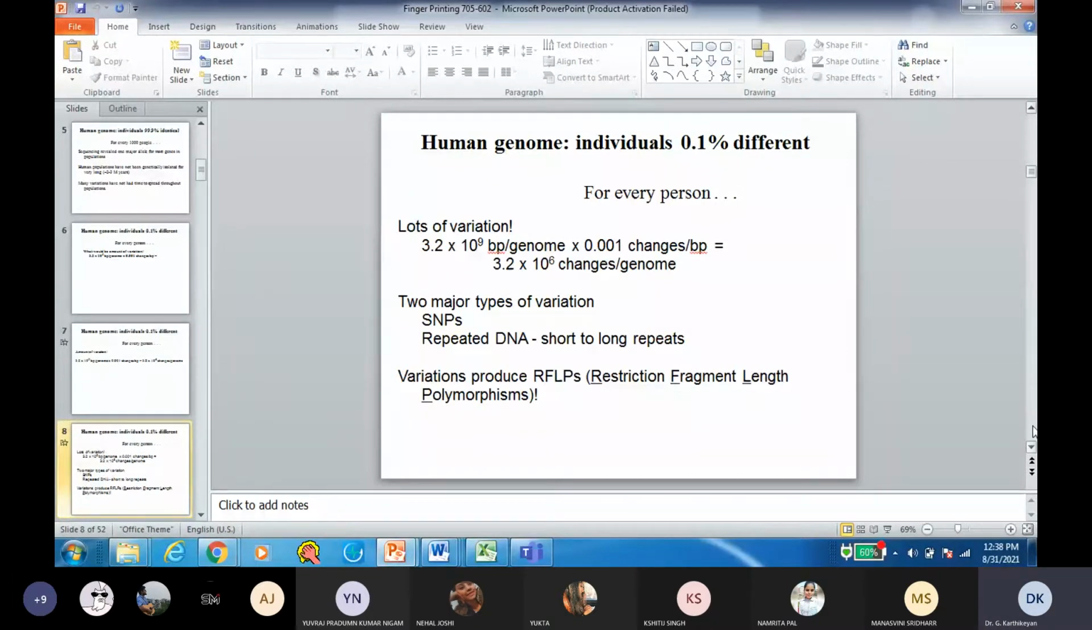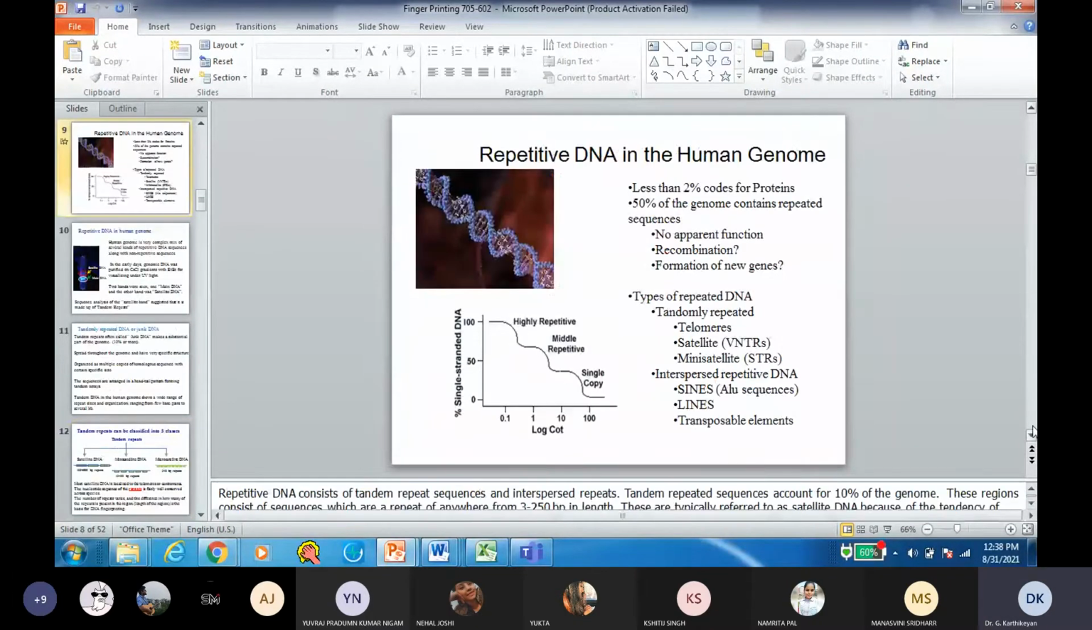So if you look at the human genome, less than 2% of it codes for protein, and 50% of the genome contains repetitive sequences. Do these repetitive sequences have any function? They seem to have no apparent function. Why are these repetitive genes there? We still don't understand. Are they involved in recombination? This is still a question mark. It is still being addressed. Are they responsible for formation of new genes? No idea. It is still a question mark.